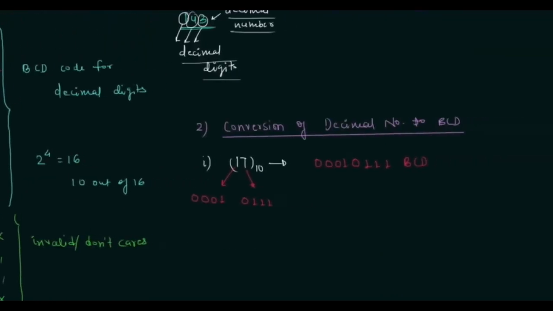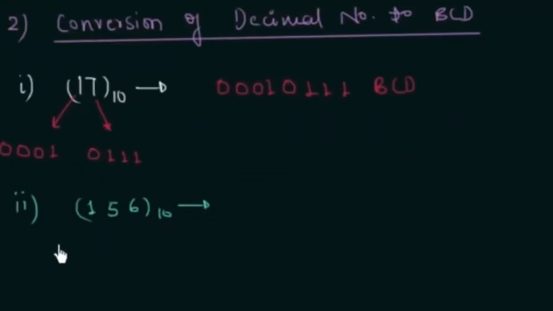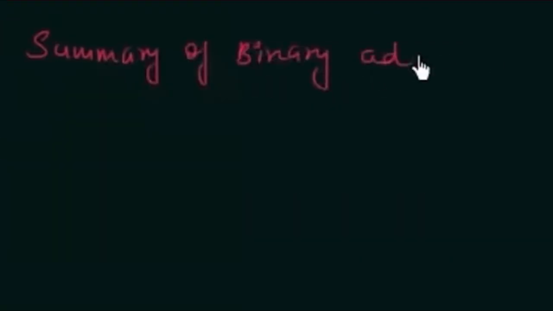Now we will move to the next example, which will make these things more clear. In the second example, we have to represent 156 as its equivalent BCD number. First, I will represent 1. 1 is represented by 0, 0, 0, 1. 5 is represented by 0, 1, 0, 1. You can refer to the table. And 6 is represented by 0, 1, 1, 0. So this is 1, this is 5, and this is 6. Very simple, and they are in BCD. I think you now know how to convert a decimal number to BCD.